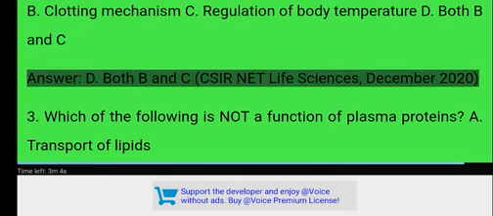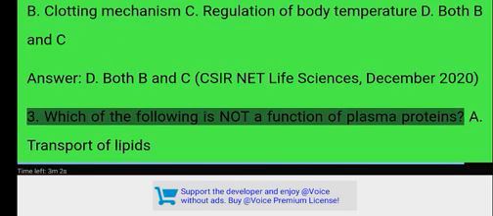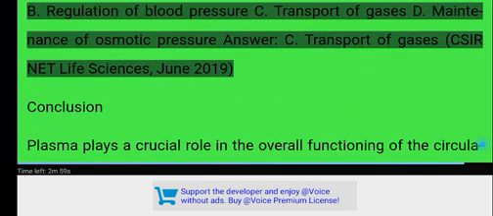Answer: D, both B and C. CSIR NET Life Sciences, December 2020. 3. Which of the following is not a function of plasma proteins? A, transport of lipids. B, regulation of blood pressure. C, transport of gases. D, maintenance of osmotic pressure. Answer: C, transport of gases. CSIR NET Life Sciences, June 2019.